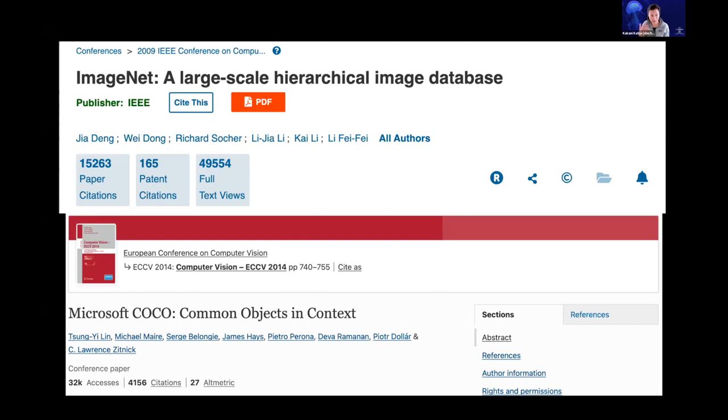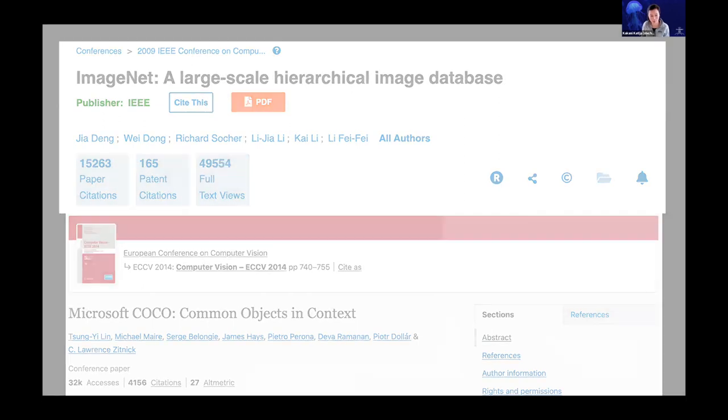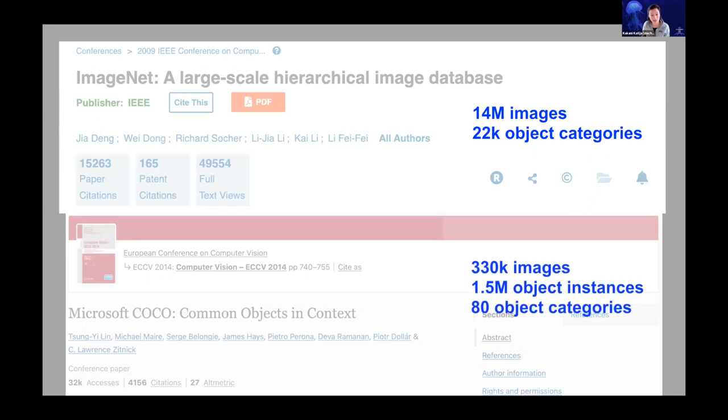So first, the first one I like to highlight, ImageNet has over 15,000 paper citations. I would never be able to publish a paper like that. But both of these databases house incredible quantities of data. ImageNet has 14 million images that represent 22,000 different object categories. Microsoft COCO has 330,000 images, but 1.5 million object instances and 80 object categories.